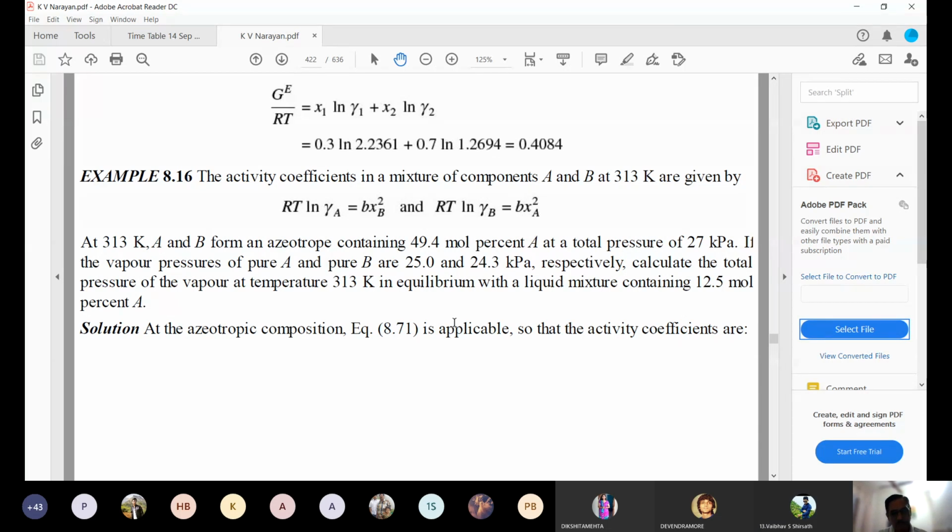How will you find A and B? Yes, you have to find A and B, but how? Sir, vapor pressures are given from which we can calculate gamma A and gamma B. So first calculate gamma A and gamma B, because vapor pressure is known and total pressure is known. So calculate gamma A and gamma B first.